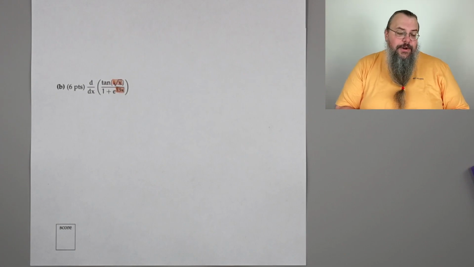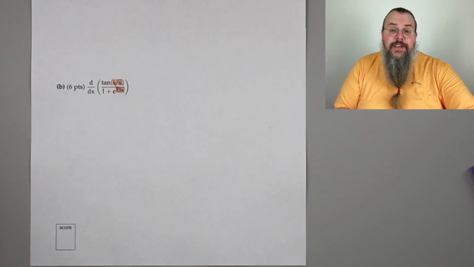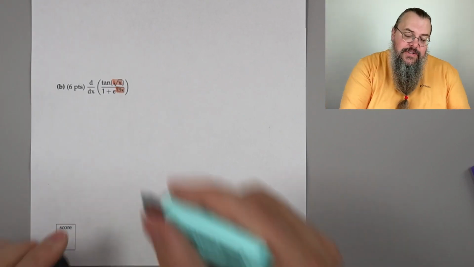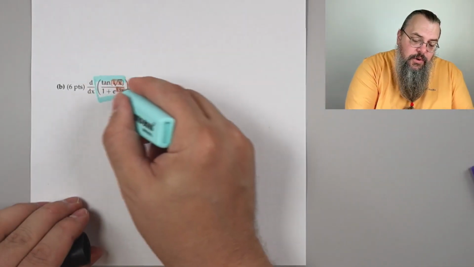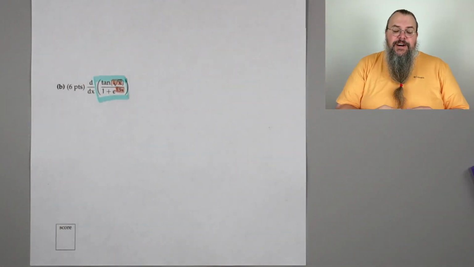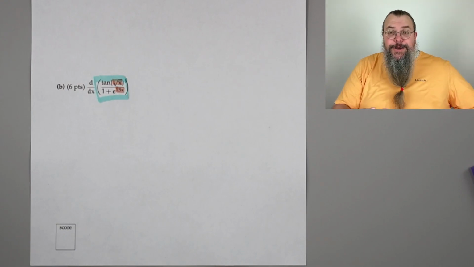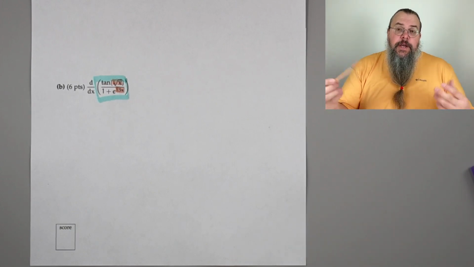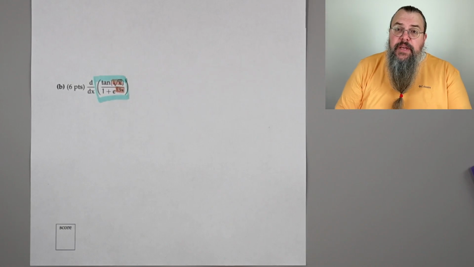What else do we see? Well, the other thing we see is a function upstairs, function downstairs. So that makes this a quotient rule. So it's a chain rule and a quotient rule all at the same time. And we're just like, okay, no worries, plenty of time. So what do we do? Well, we can help ourselves by remembering some basic rules.